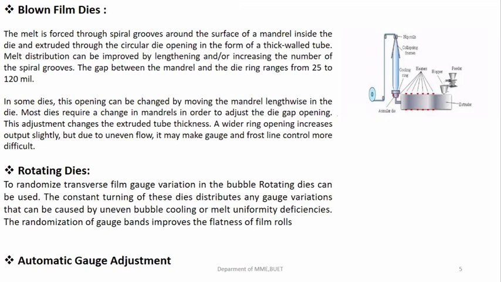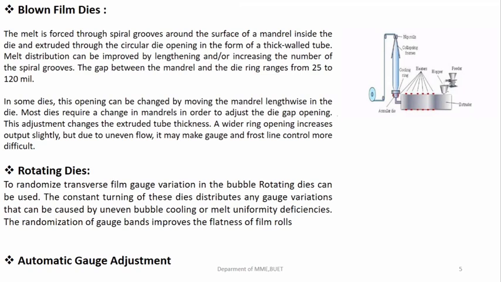Next, the blown film dies. The melt is forced through spiral grooves around the surface of a mandrel inside the die and extruded through the circular die opening in the form of a thick wall tube. That's from 25 to 100. This opening can be changed by moving the mandrel lengthwise in the die. Most dies require a change in the mandrels in order to adjust the die gap opening. The adjustment changes the extruded tube thickness.